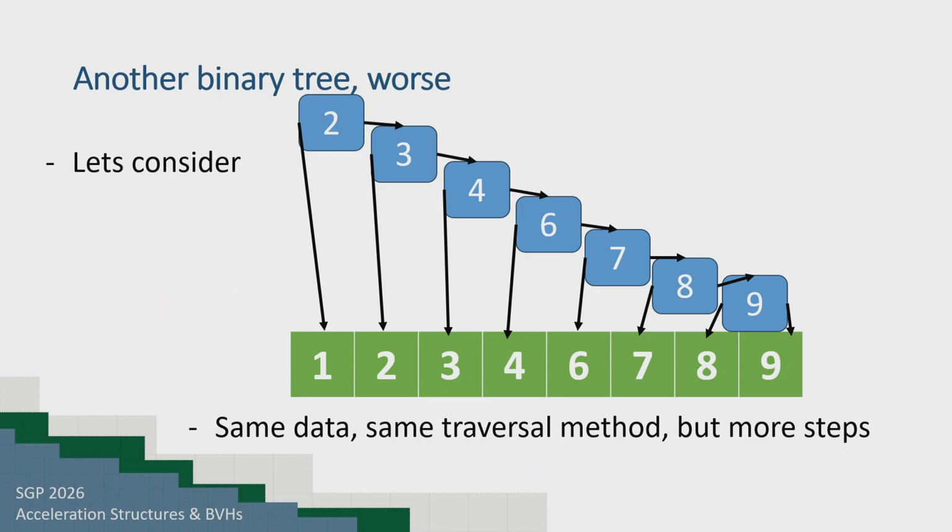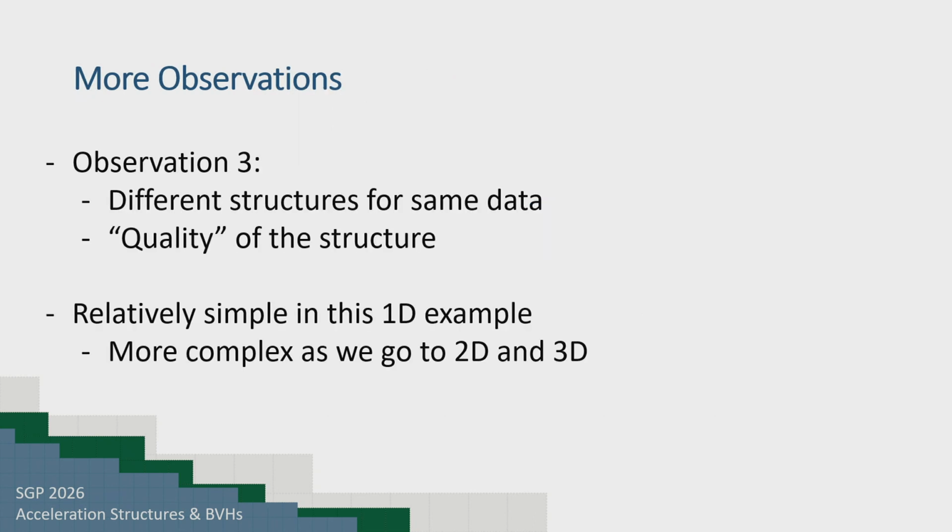First, I want to show this. It doesn't look great. This is still a binary tree. It's just a very poorly built binary tree. It's the same data, it's the same number of nodes. You would traverse it with the same traversal method, but on average you would have worse performance.